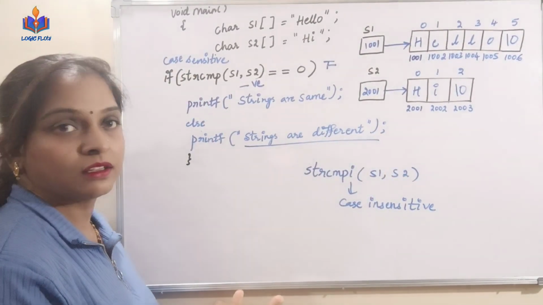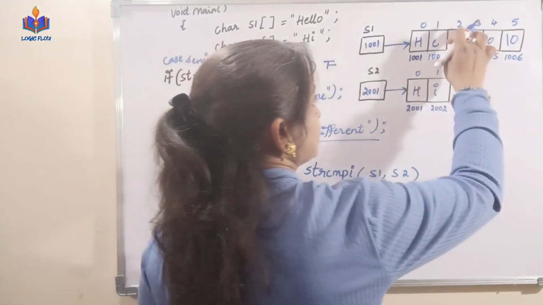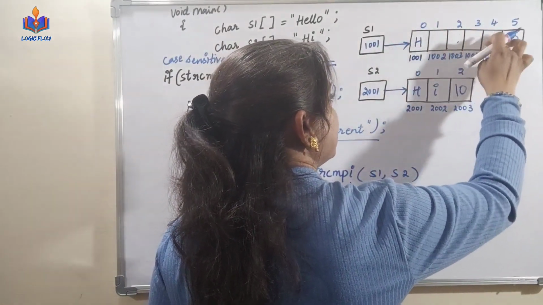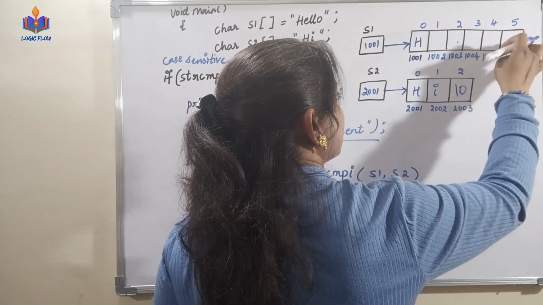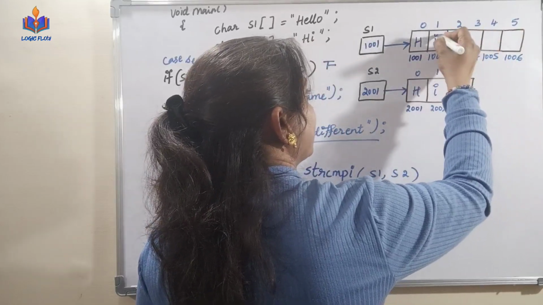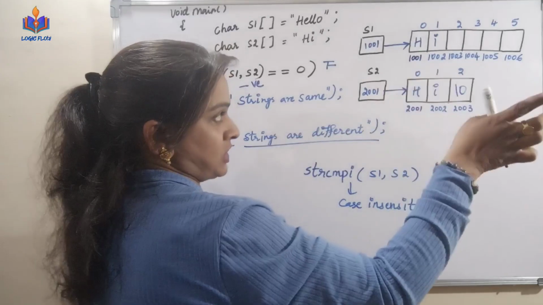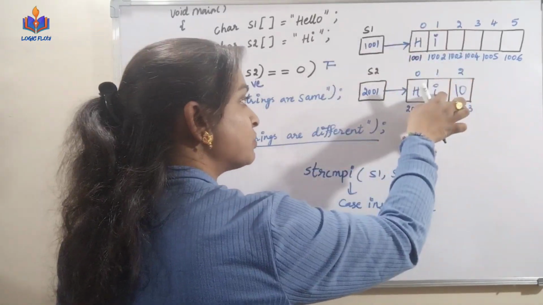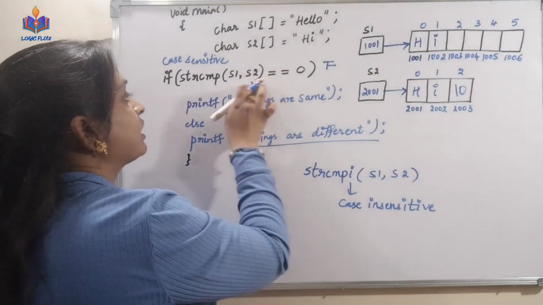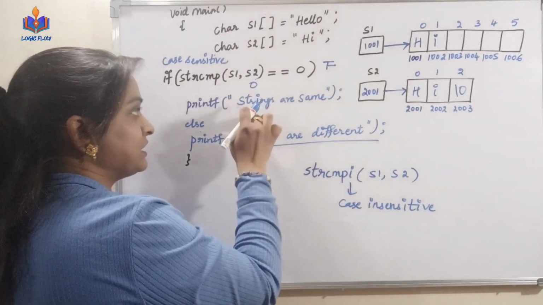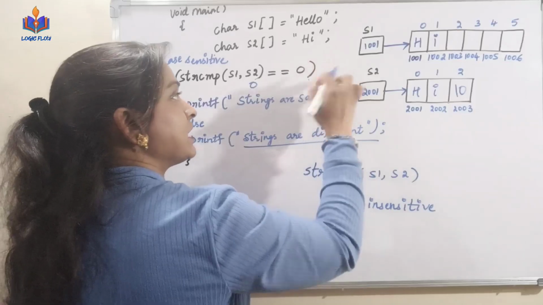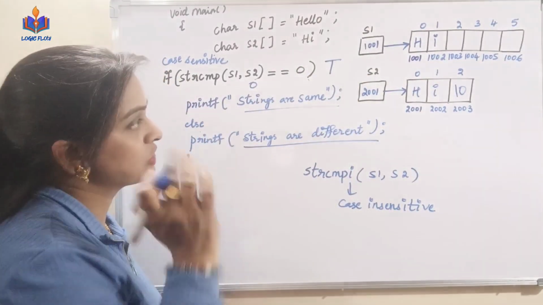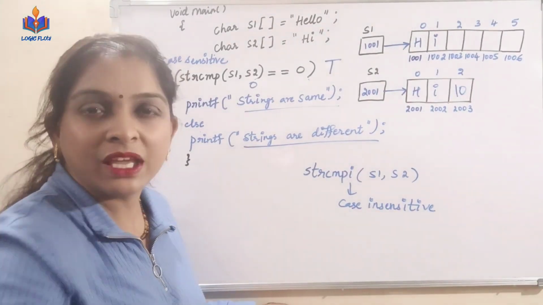Right? If it is just hi, just forget about these allocations. I'll just say it is hi. H compared with H, yes. I compared with I. The ASCII value of I equals the ASCII value of I. So what is it going to return? It is going to return 0. 0 equals 0? Yes. It becomes true. Then I get a message, strings are same. So like this we are going to do with string compare. Very easy.